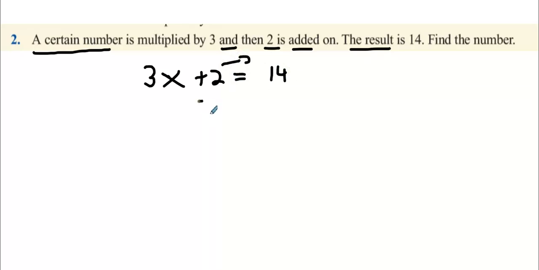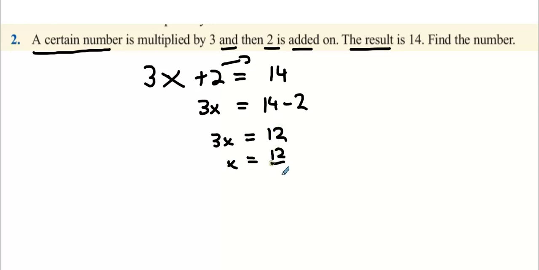We bring the 2 over the other side. It becomes a minus 2, so we get 14 take away 2. We get 3x equals 12. And then we divide 12 by 3, and we get x equals 4. Okay, guys, so that is the answer to that one. So x equals 4. We all good with that?